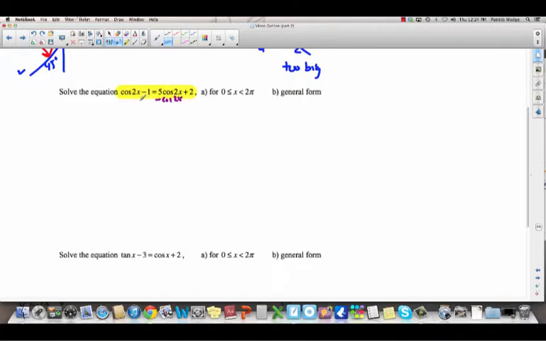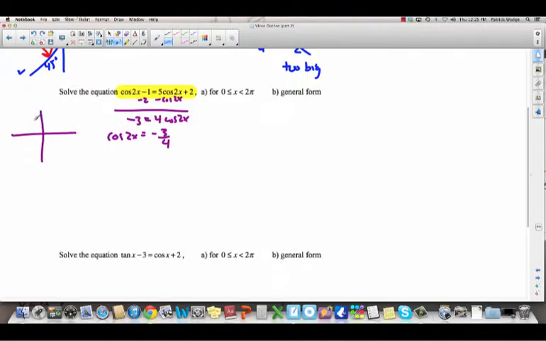Let's move this 2 over and subtract. So we're subtracting minus 2. So we have negative 1, take away 2 is negative 3. And 5 cosine 2x, take away 1 cosine 2x equals 4 cosine 2x. Then we should divide both sides by 4. So we get cosine 2x equals negative 3 over 4.